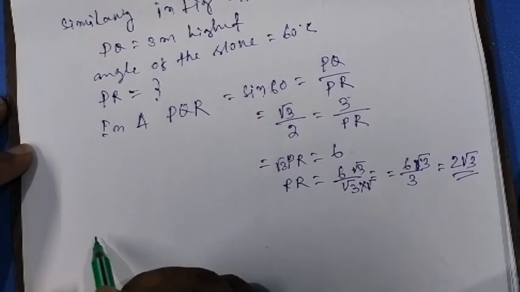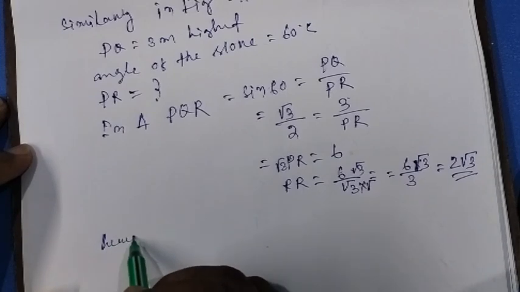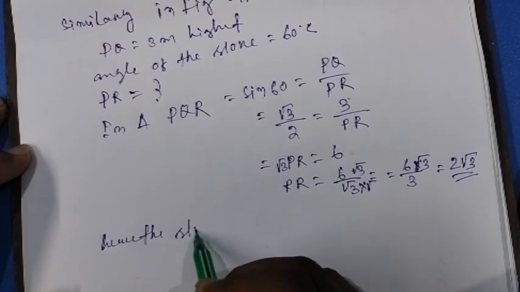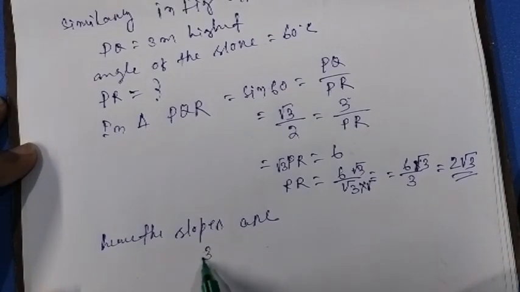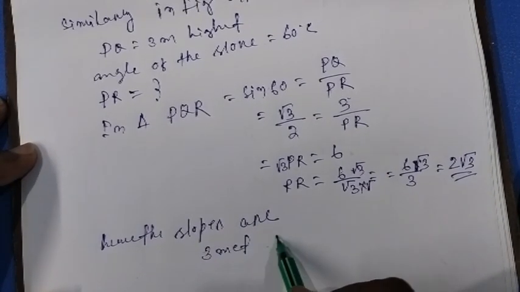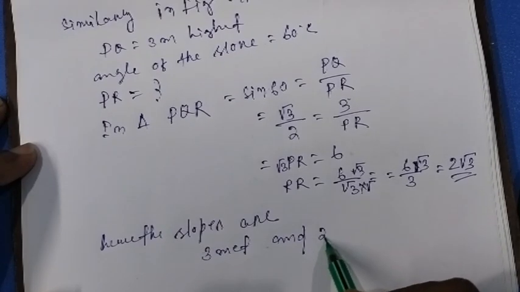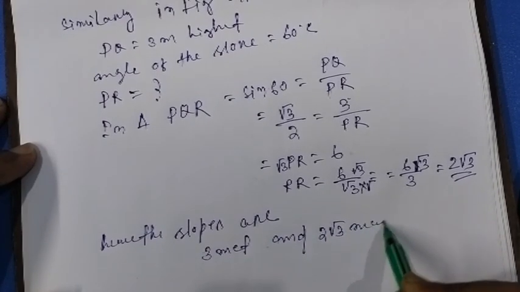Hence the heights and the slopes are 3 meter and 2 root 3 meter.